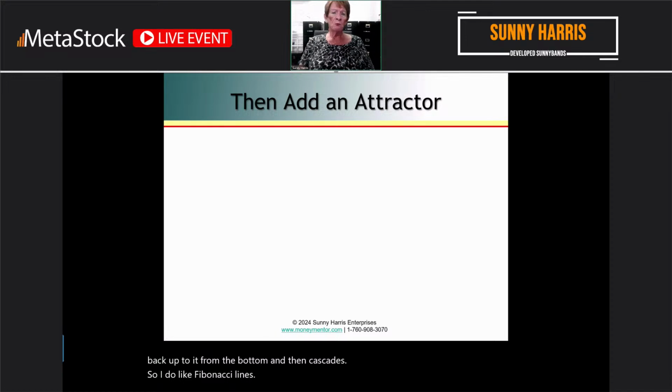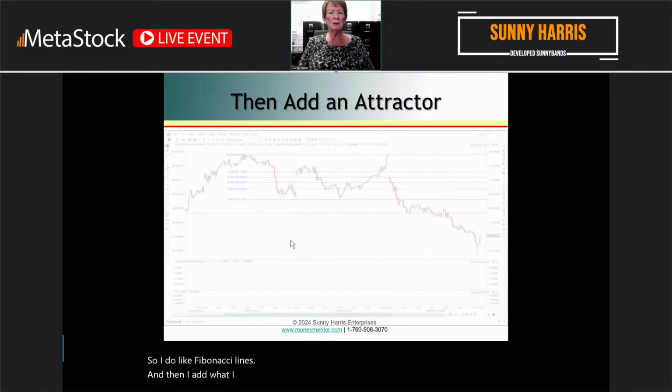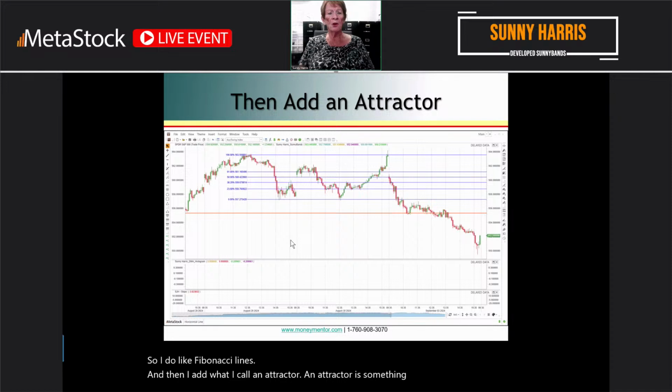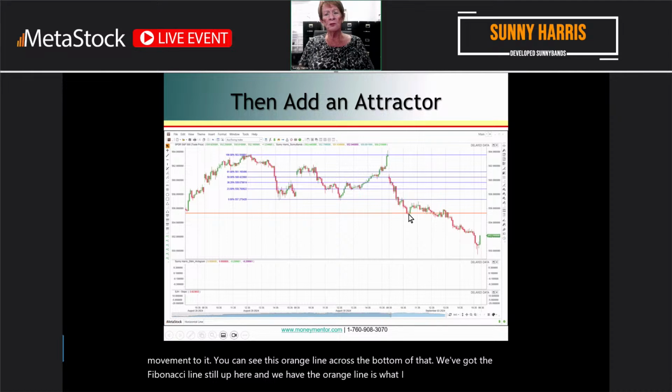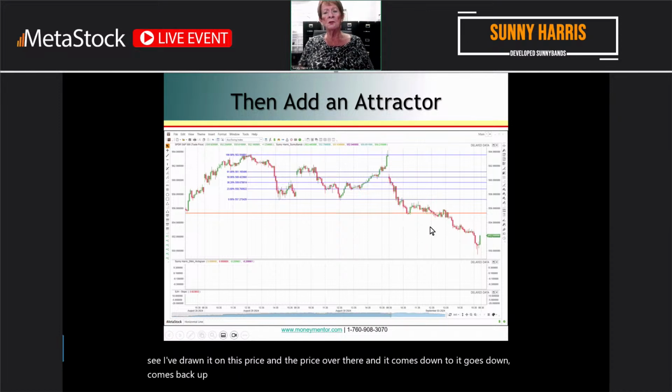And then I add what I call an attractor. An attractor is something that attracts price movement to it. You can see this orange line across the bottom of that. We've got the Fibonacci line still up here, and we have the orange lines, what I call an attractor. You can see I've drawn it on this price and the price over there. It comes down to it, goes down, comes back up, goes back down. You can see how this is like magnetism for the prices.